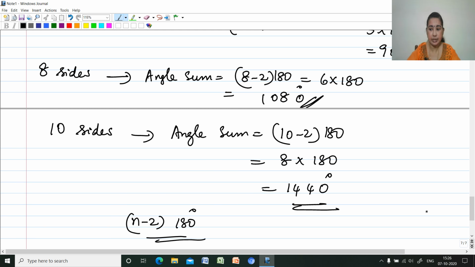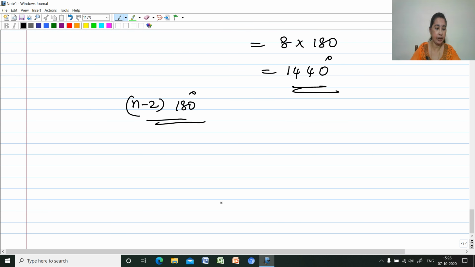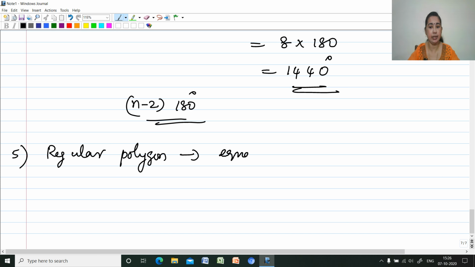Then, next question is, what is a regular polygon? That is question number 5. A regular polygon will have equal sides and equal angles. That is a regular polygon.